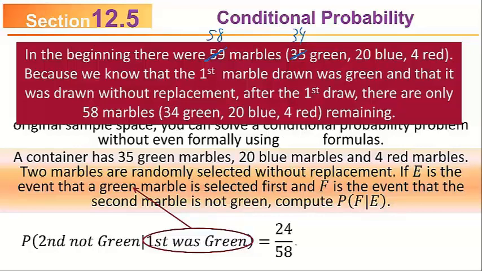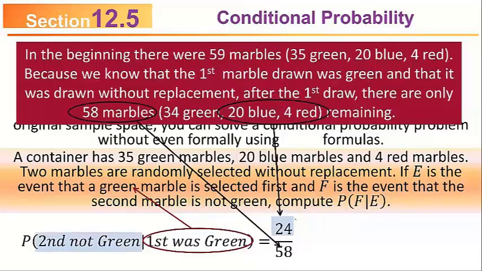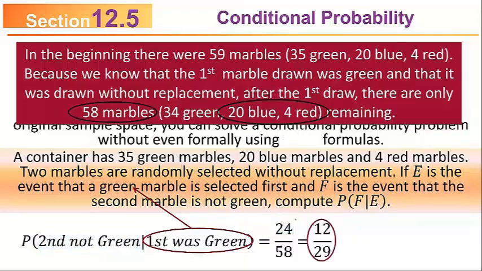The denominator is simply the count of how many marbles were left, and the numerator is the number of marbles not green. You can see there are 20 blue and 4 red, and 20 plus 4 is 24. So there were 24 non-greens to choose from. So the probability is 24 over 58, non-greens over total marbles left. And it's 58 instead of 59 because you were drawing without replacement. If you want to reduce that, you can reduce it to 12/29, but WebAssign really doesn't care.